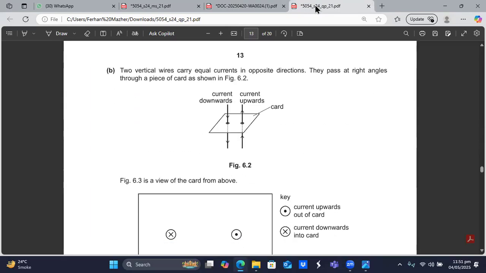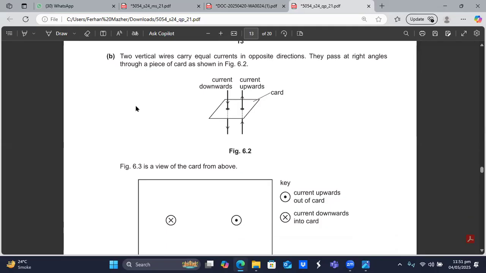The question number 6, B part. It says two vertical wires carry equal current in opposite directions. They pass at right angles through a piece of card as shown in figure 6.2. So this right side wire has an upward current, and this left side wire has the direction of the current in it downwards.